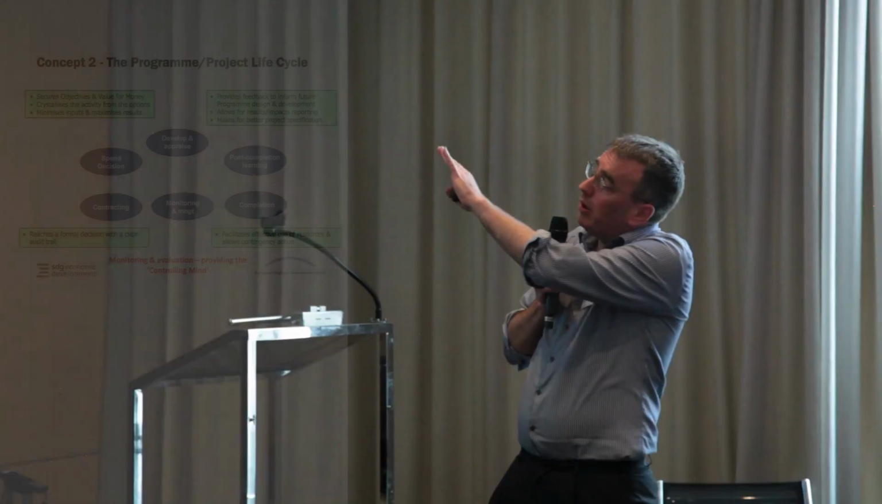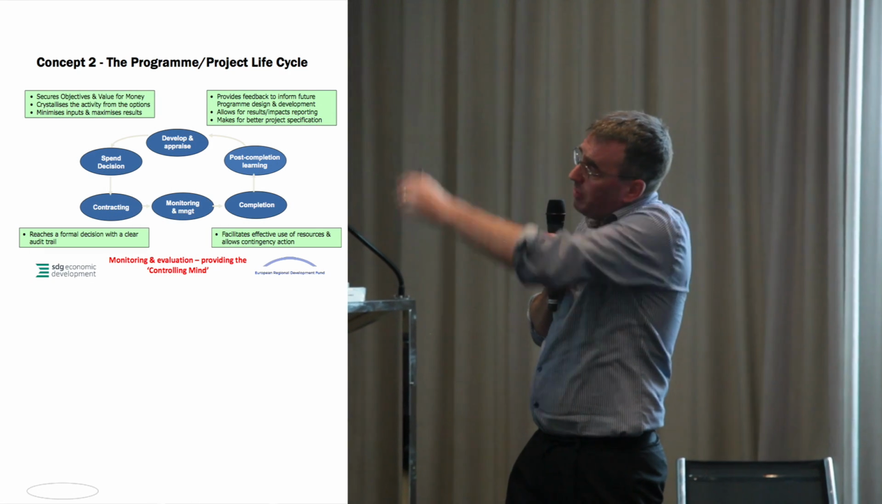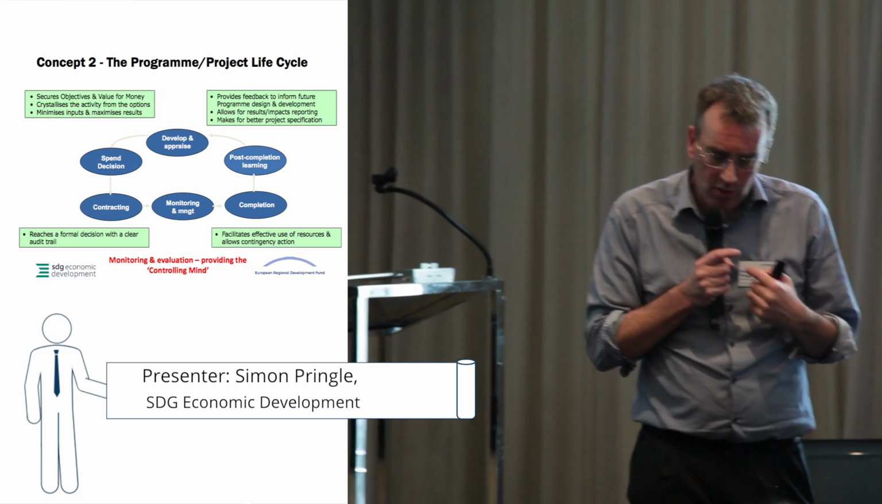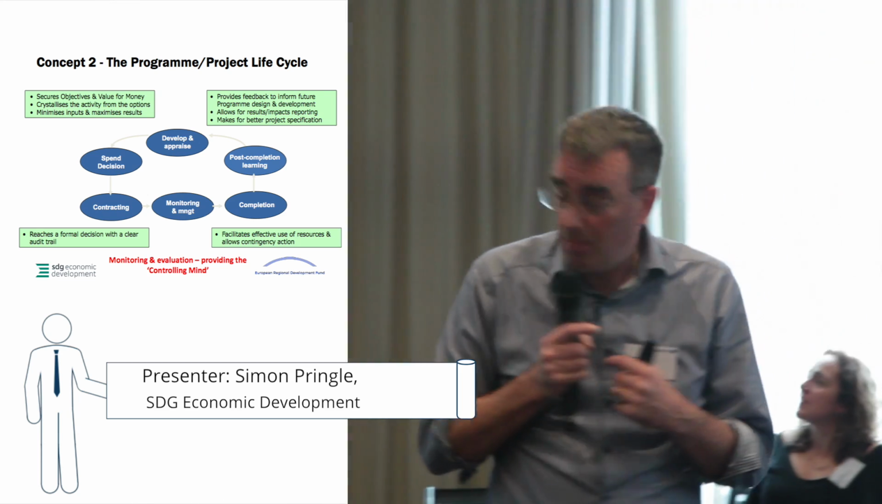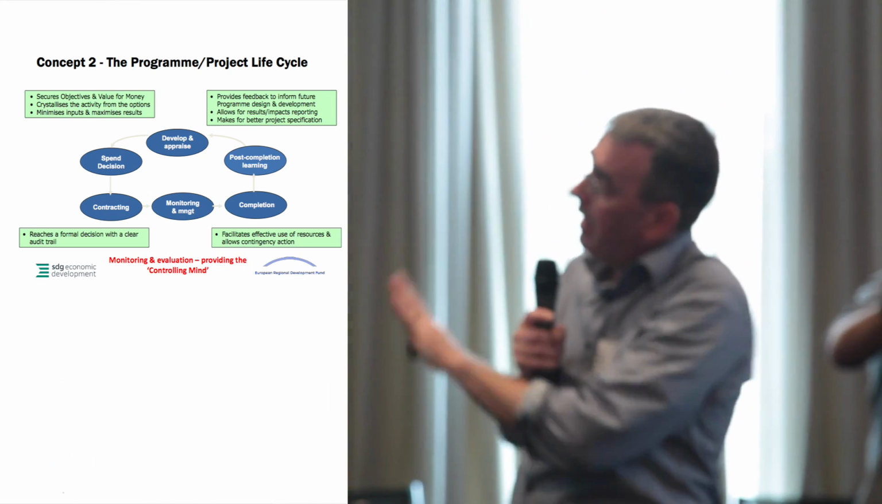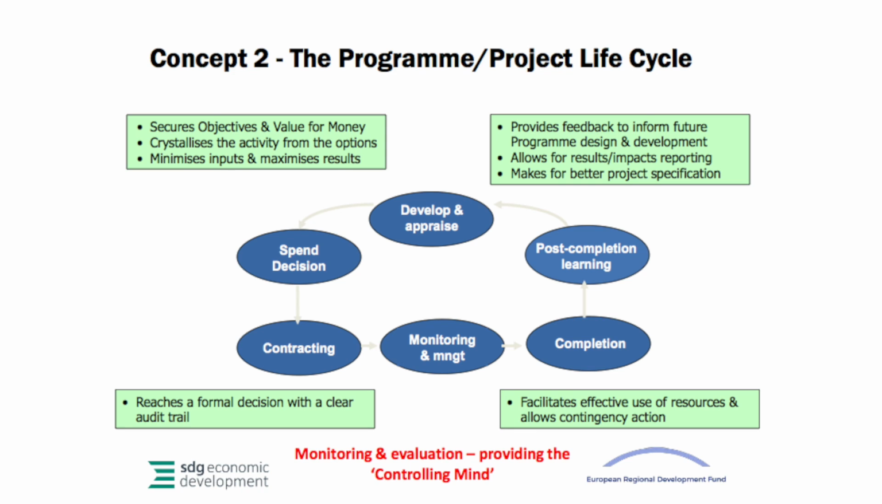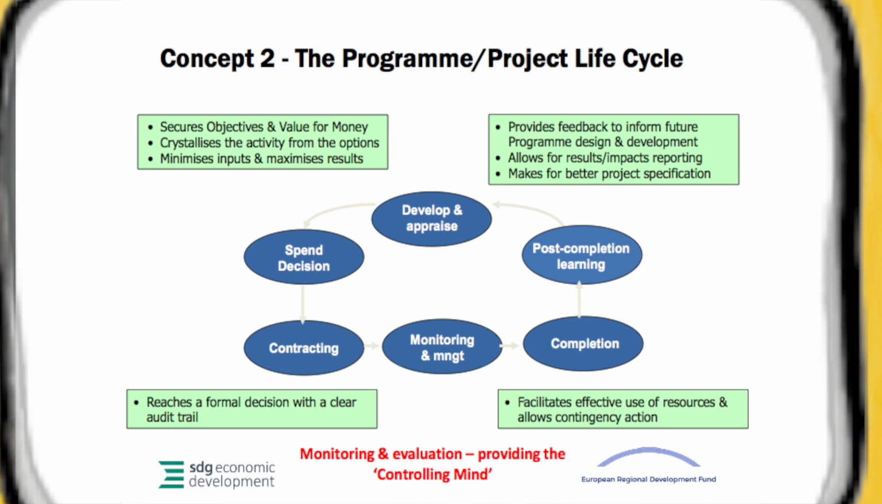And we are at the top using that intelligence and information to feed back on the next round of projects, the next round of programs, better project specification, better program specification. So we're getting better and better as we go around. So that's the second important framework to have in your minds as you're thinking about your projects and your programs, the project cycle.